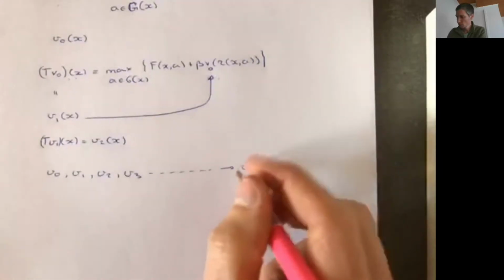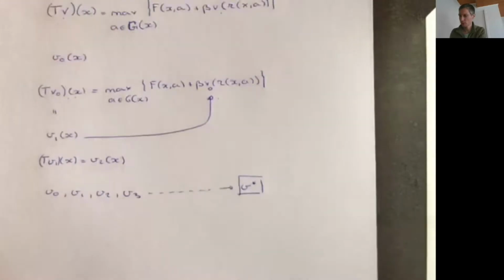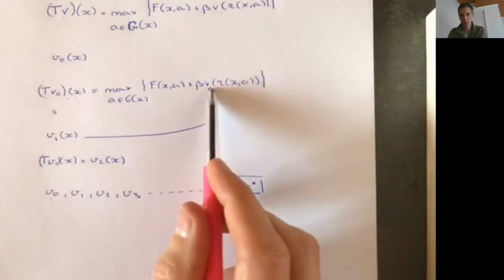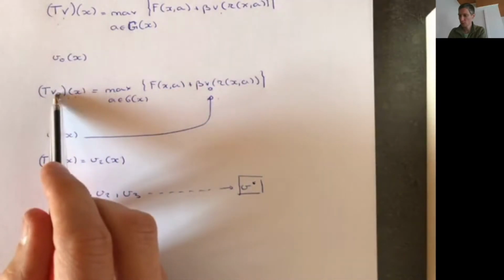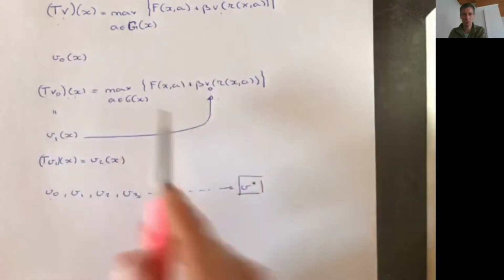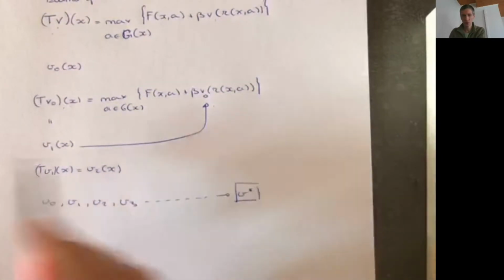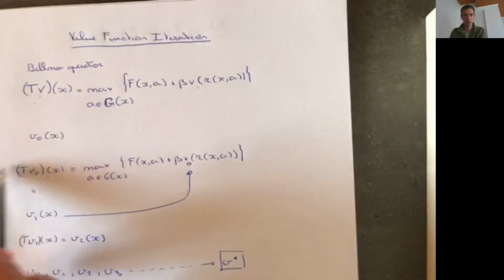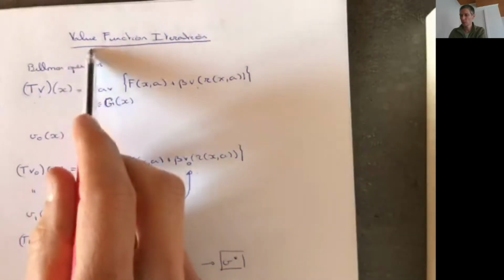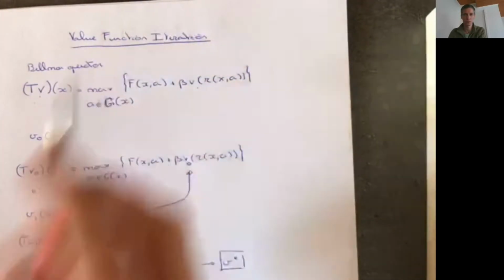So the problem is now how can we compute this v star? Well, in principle it's very easy. We start with any function that we can think of, we plug it in here, we compute a new function, we take this new function, plug it in here, we compute a new function, and so on. This procedure of starting with some function and generating new functions by using the Bellman operator is called value function iteration, because you iterate the value function over and over again.